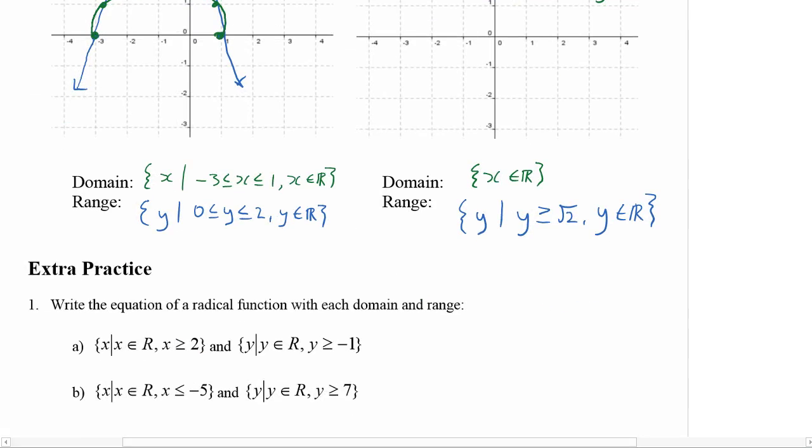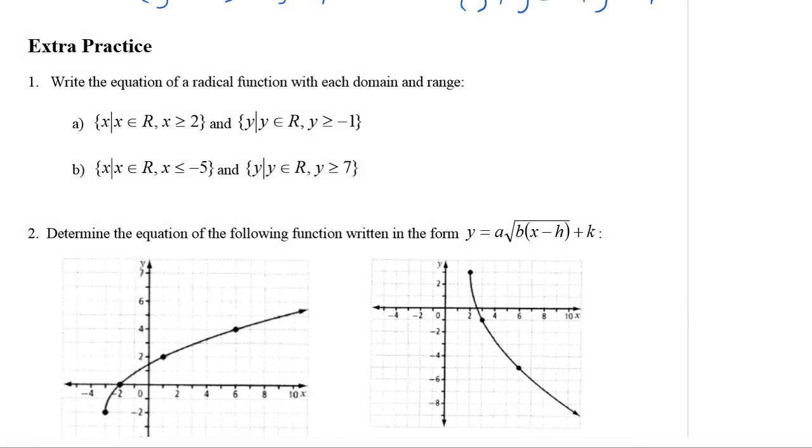Now we're going to the extra practice, and if you could do these on your own, that's good, because you're making some extensions that I had kind of alluded to but weren't too explicit about. It says write the equation of a radical function with each domain and range. There's more than one answer, but there's certainly one simplest answer.